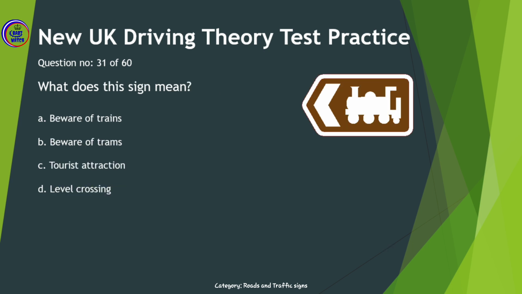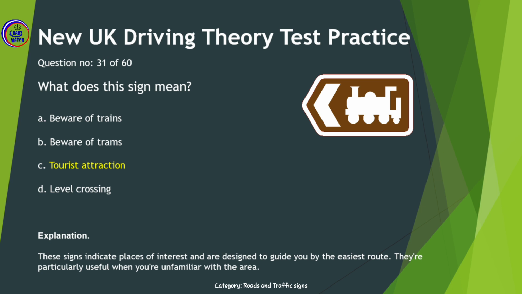Question 31 of 60. What does this sign mean? A. Beware of trains. B. Beware of trams. C. Tourist attraction. D. Level crossing. The correct answer is C. Tourist attraction. Explanation. These signs indicate places of interest and are designed to guide you by the easiest route. They're particularly useful when you're unfamiliar with the area.